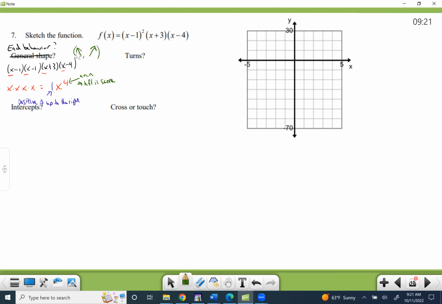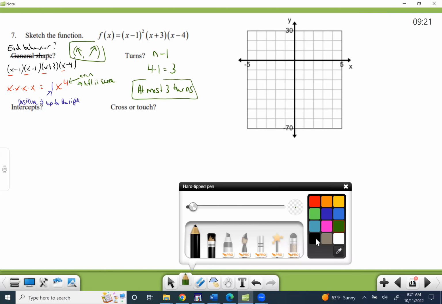Okay, number of turns. So remember to always take the n and subtract 1. Well, the highest exponent is 4. We said if we multiply it all out, the highest exponent is 4. So 4 take away 1 equals 3. So this will have at most 3 turns. Okay. All right.